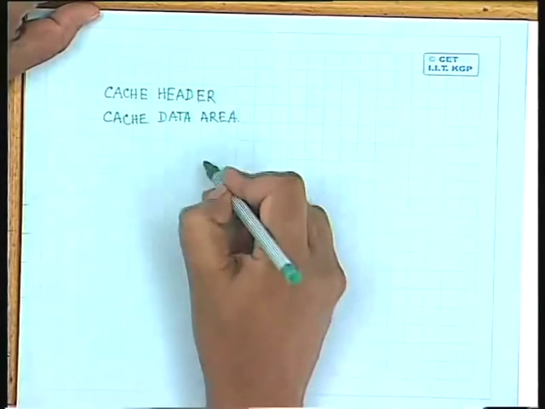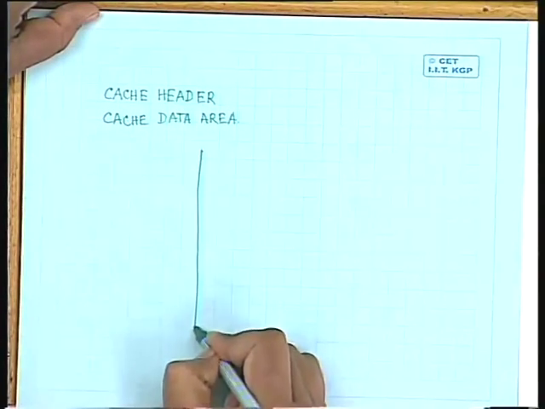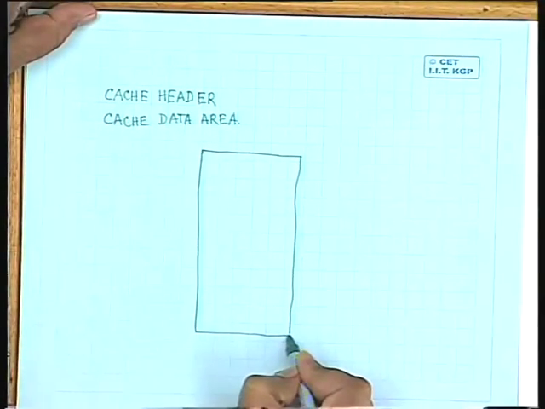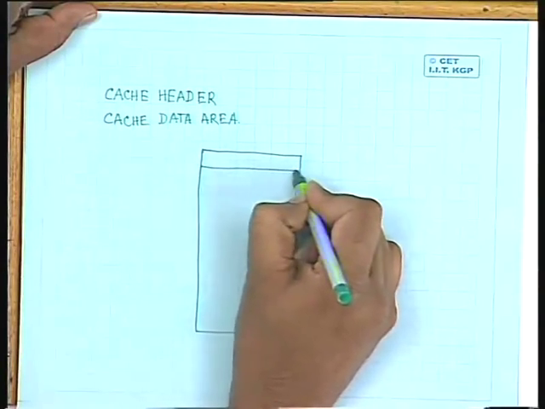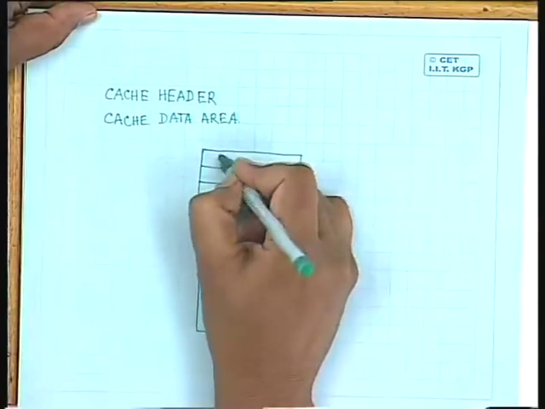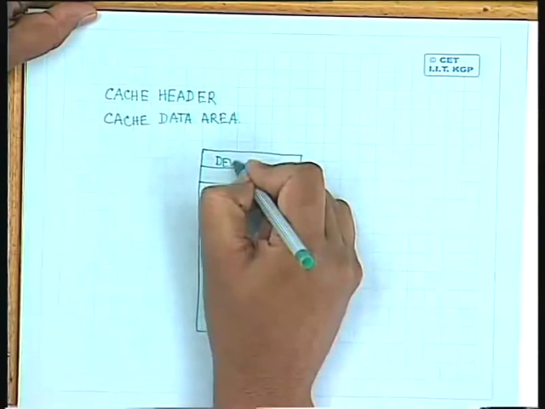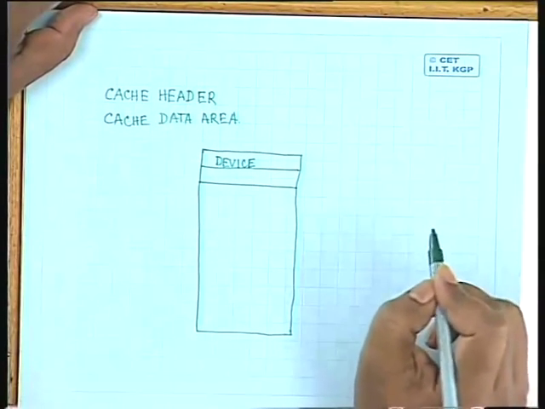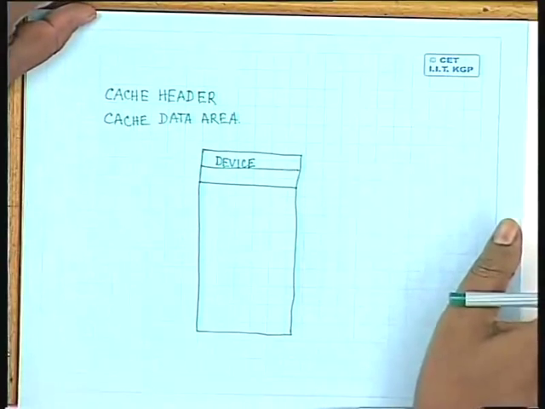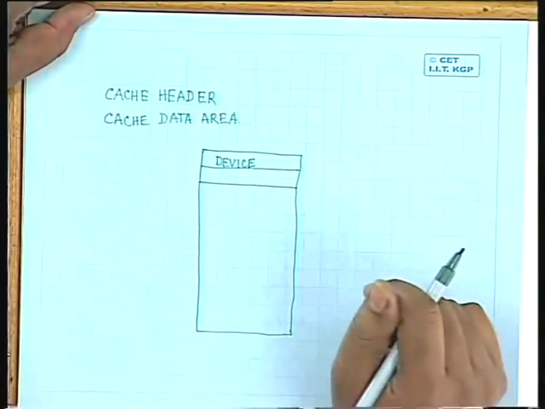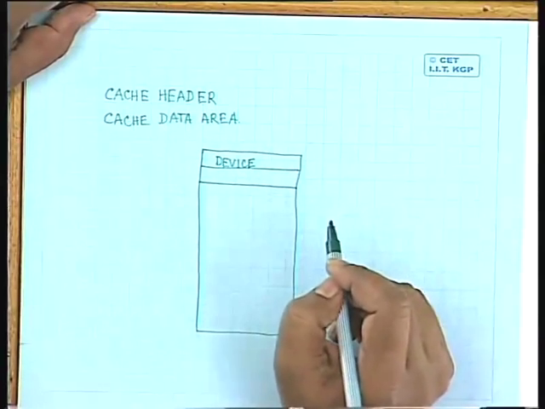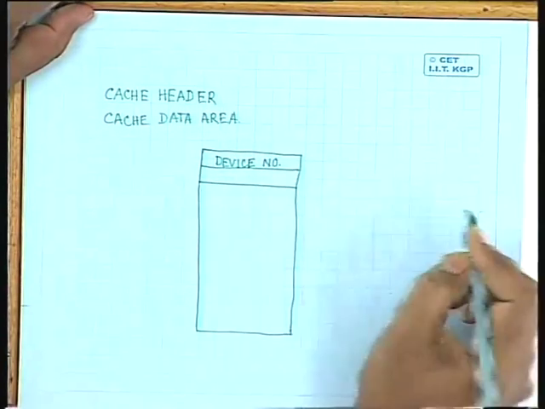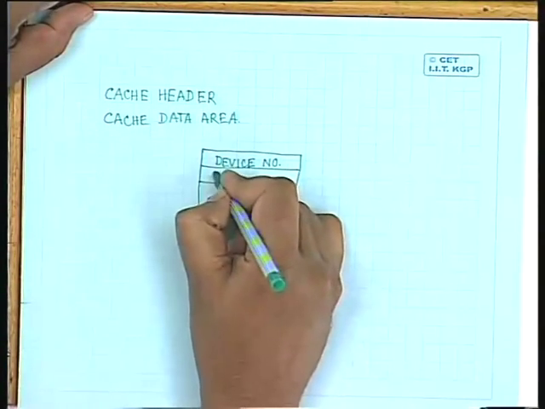Okay, cache header will consist of a number of fields. Initially, the first few fields will contain the device number, because in a computer system I can have more than one hard disks, or even if I have a single hard disk, that can be logically divided into more than one hard disk. I can have C drive, I can have D drive, I can have E drive, and so on. Each of them will have a different device number. Okay, so one field will contain the device number, and the other field will contain the block number.